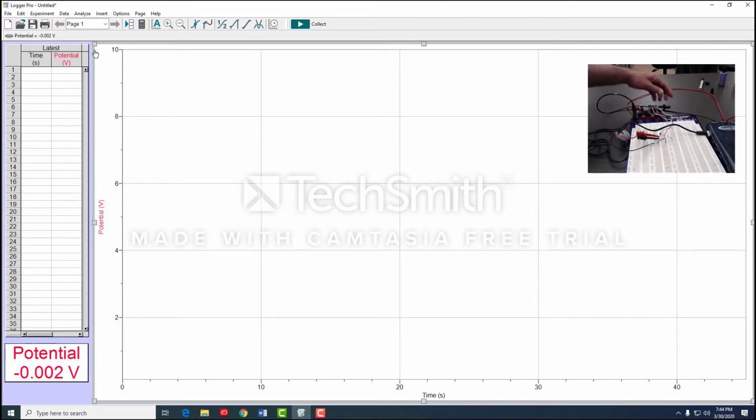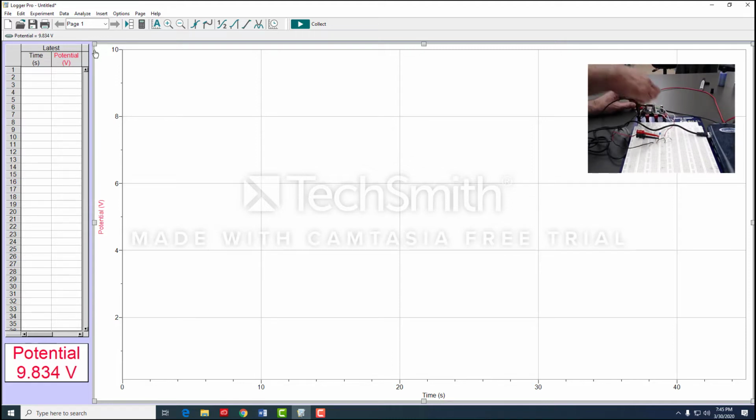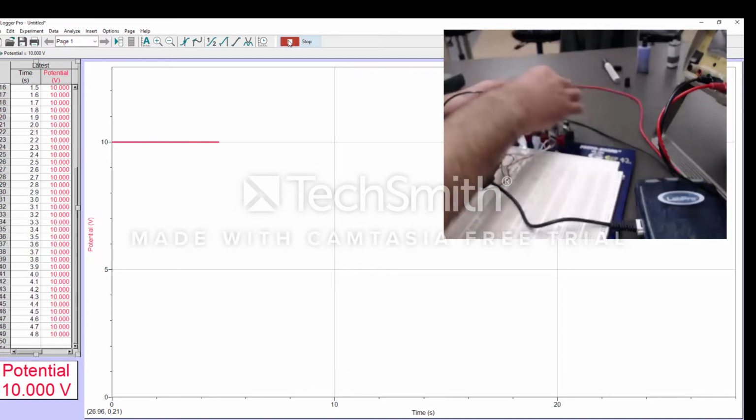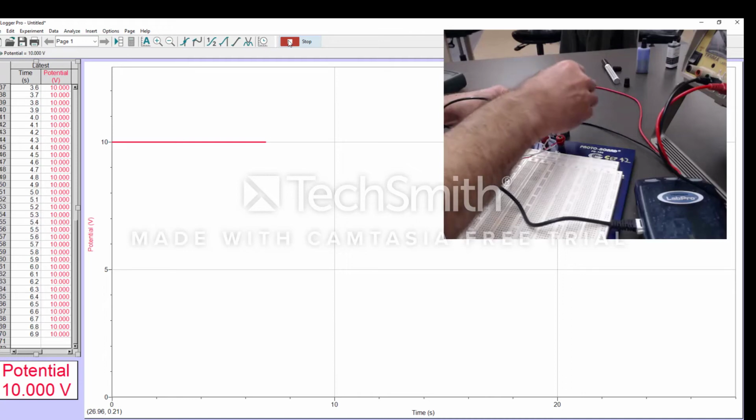Watch the voltage go up to 10 volts very quickly. There it is, 10 volts. Didn't take long, did it? Now I'm going to press collect, and you're going to see a constant line. It's starting at 10 volts. I'm going to flip the switch and let's watch it exponentially decay. Here goes.